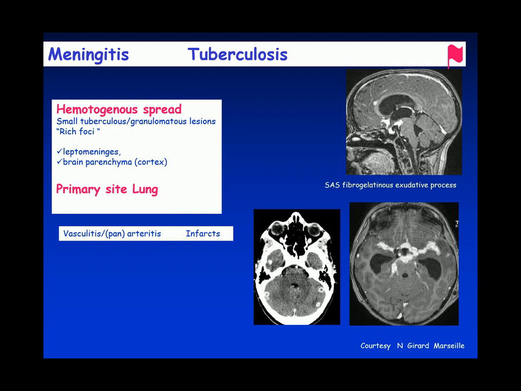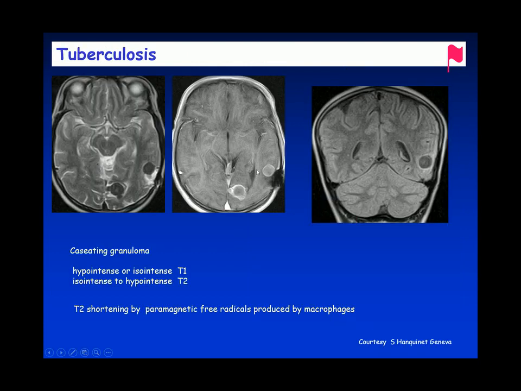And if you perform MRI in a child with tuberculosis and you see this kind of lesions of low signal intensity on T2 weighted images, intermediate signal and peripheral enhancement after contrast administration, please think about caseating granulomas. These appear of low signal here, and this is a T2 effect even on T1 weighted images, and this is due to T2 shortening by the paramagnetic free radicals produced by the macrophages present in that lesion.